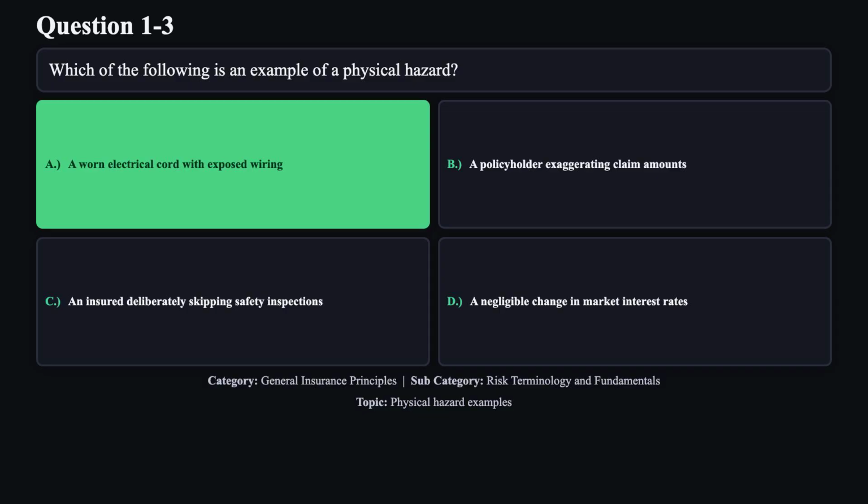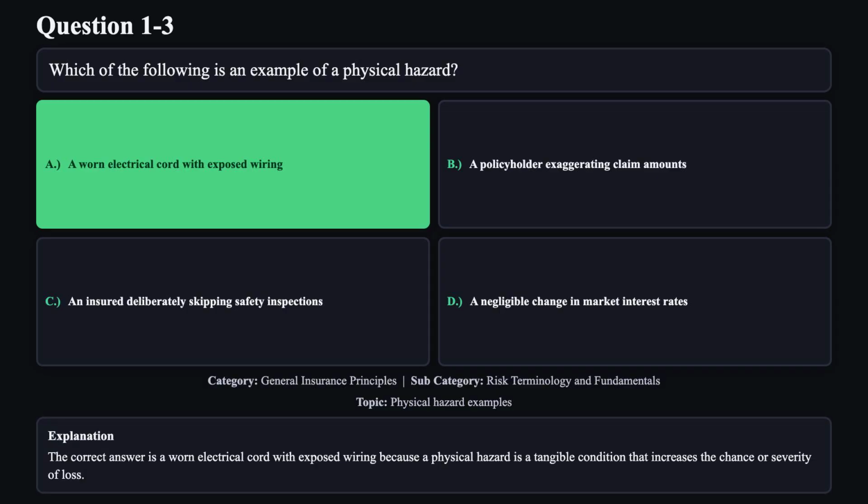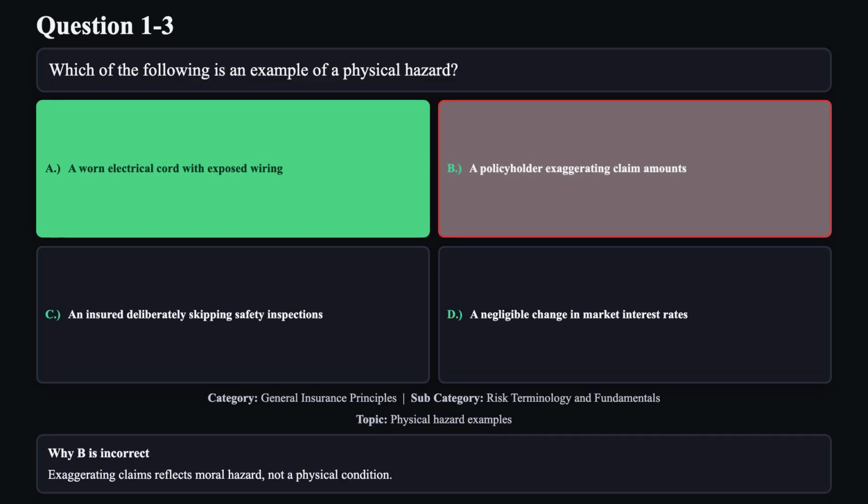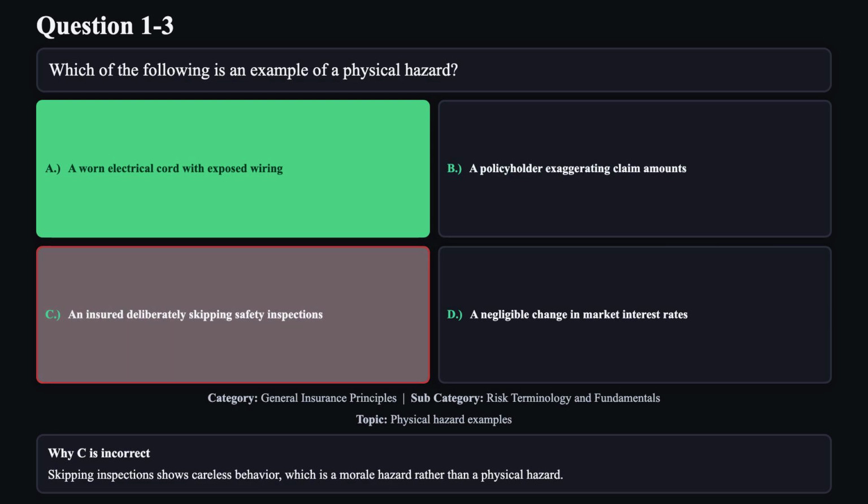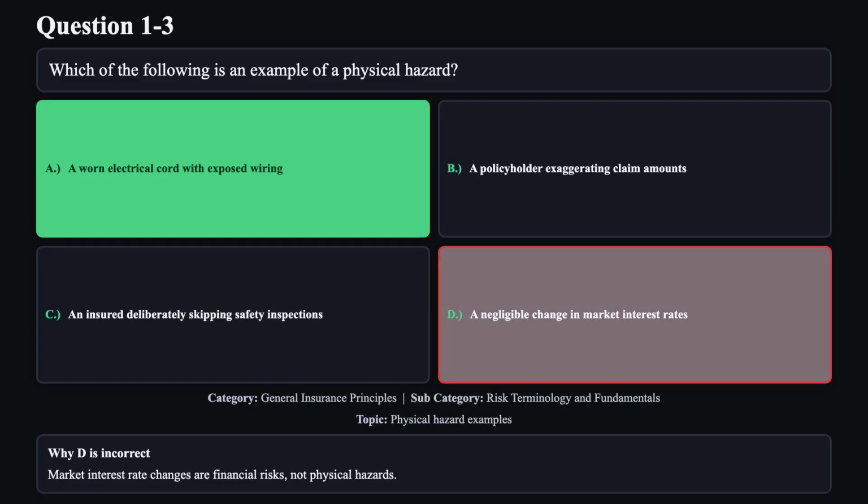The correct answer is A. The correct answer is a worn electrical cord with exposed wiring, because a physical hazard is a tangible condition that increases the chance or severity of loss. Reason B is not correct. Exaggerating claims reflects moral hazard, not a physical condition. Reason C is not correct. Skipping inspections shows careless behavior, which is a morale hazard rather than a physical hazard. Reason D is not correct. Market interest rate changes are financial risks, not physical hazards.